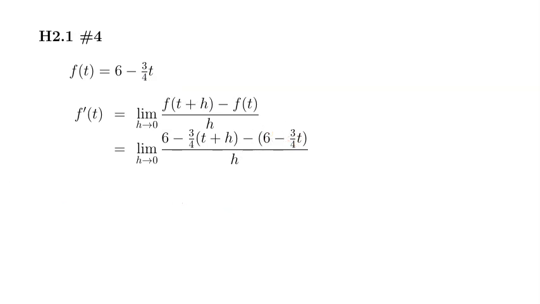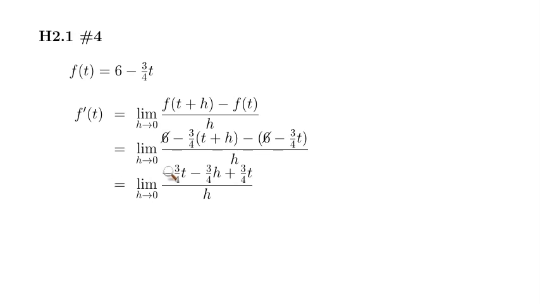Then what we can do is, there's a 6 here and then there's a minus 6, so you can cancel those. I'm going to cancel this 6 right here with the 6 right here. Then I'm going to distribute the negative 3/4 to the t and the h. The double negative turns into a positive, so you end up with this limit right here.